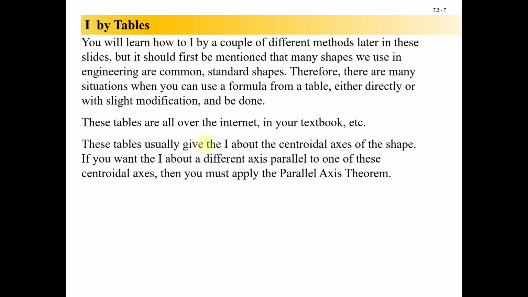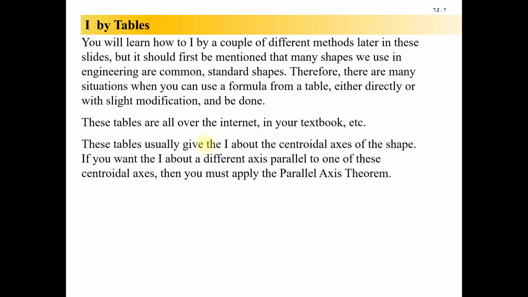And those tables usually give the moment of inertia about the centroidal axis of the shape. Like for a square, it's going to give you bh cubed over 12, and that's going to be about the centroidal x-axis of that square, meaning through the center of the square. Why do they do that? Well, they have to give you about some axis, and the one that makes the most sense is the centroid. It makes the most sense for many reasons.